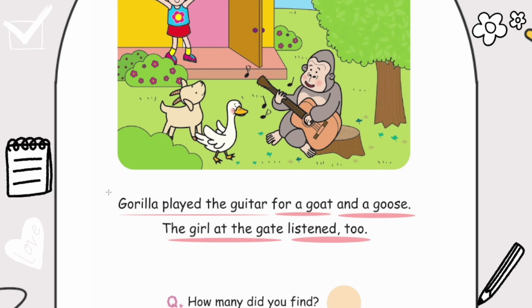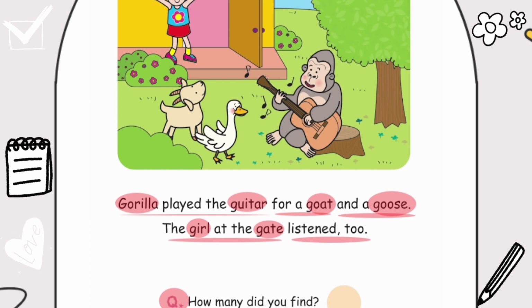G, G, gorilla. G, G, guitar. G, G, goat. G, G, goose. G, G, girl. G, G, gate. Good job! Now let's go to the question.